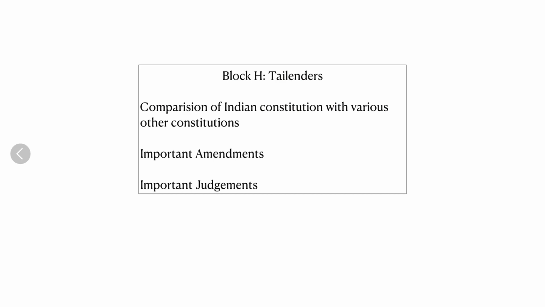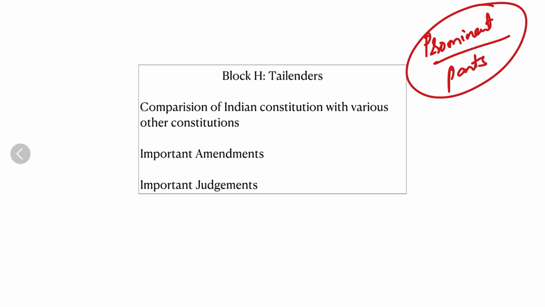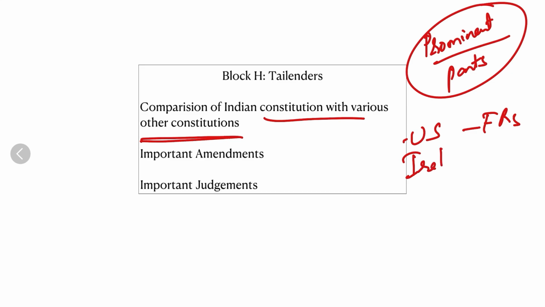After studying various bodies, finally, by now we would have understood all the prominent parts of the constitution. After understanding the entire constitution and the important topics, we compare our Indian constitution with various other constitutions, because Indian constitution is inspired from various other countries' constitutions. For example, United States Constitution inspired fundamental rights, whereas Ireland Constitution inspired directive principles of state policies.